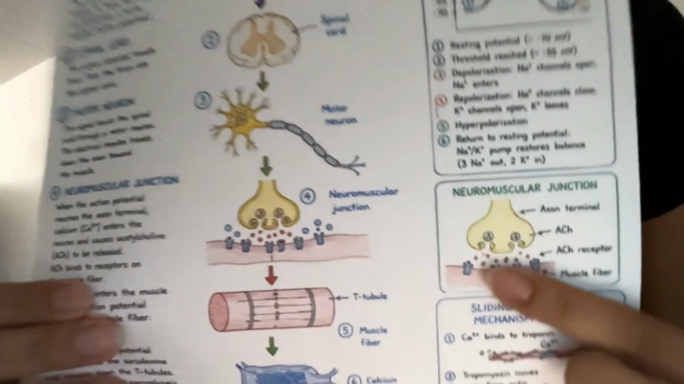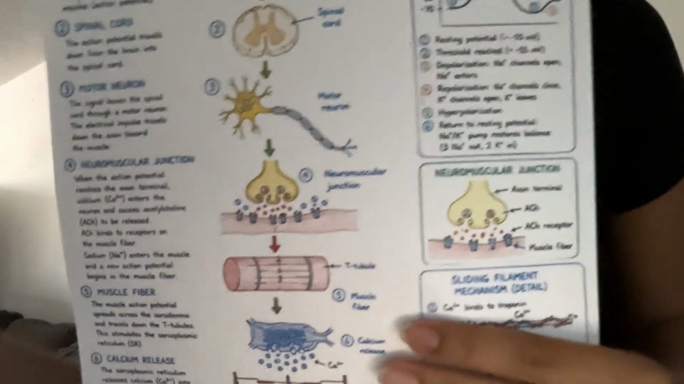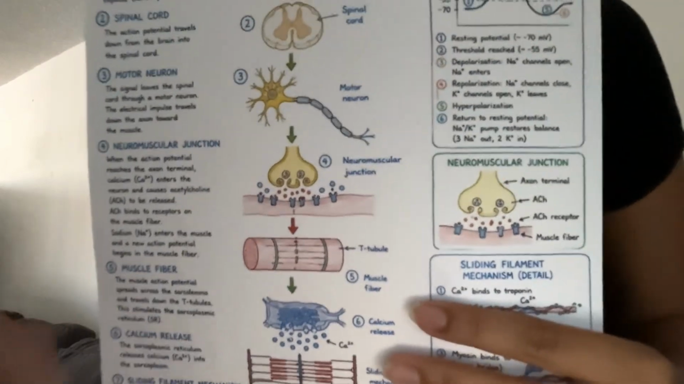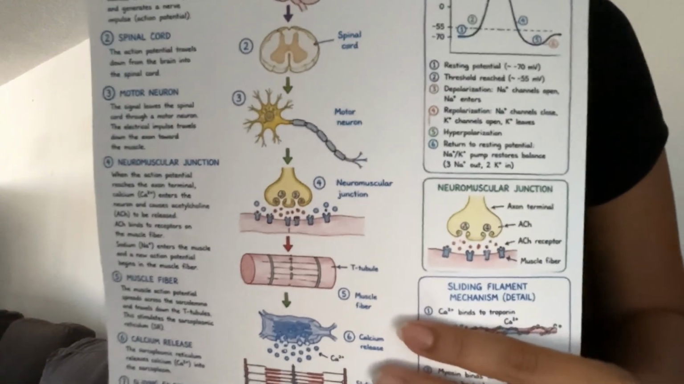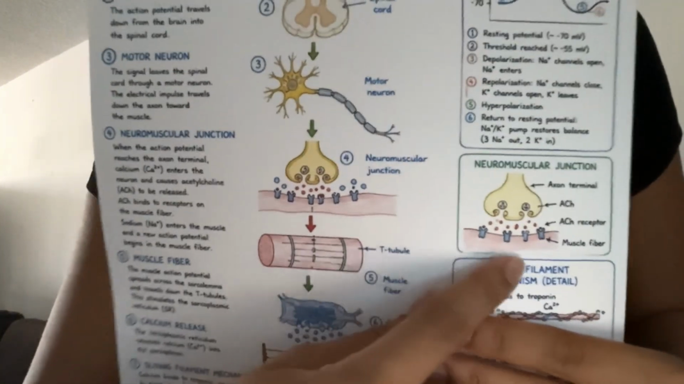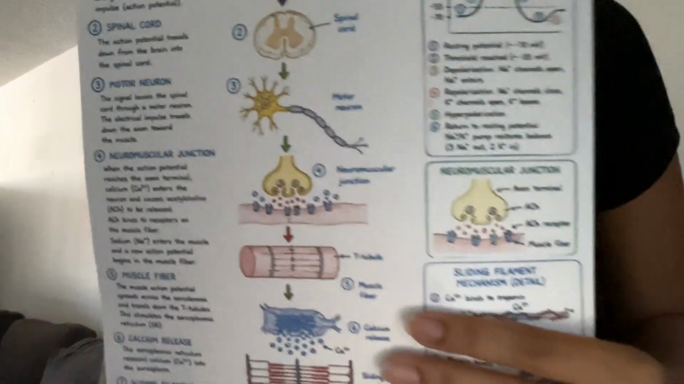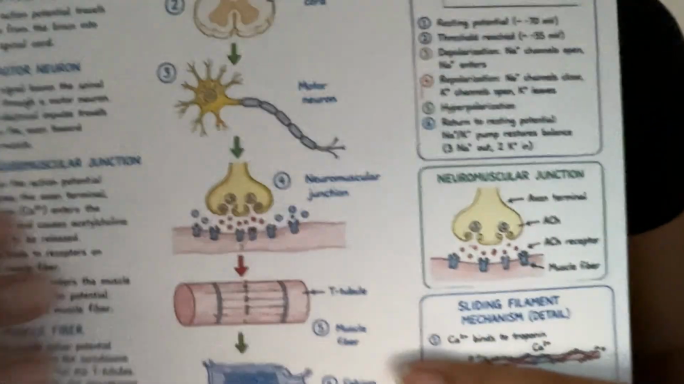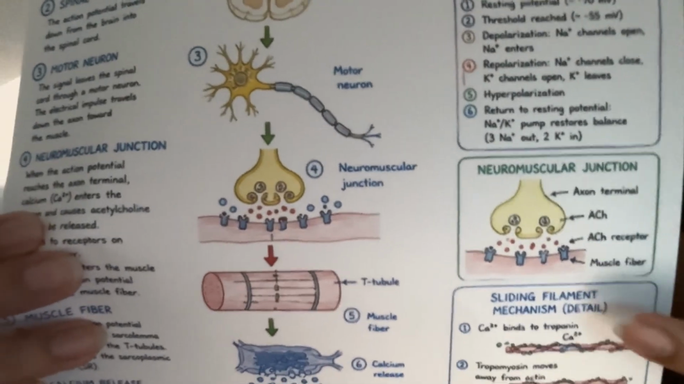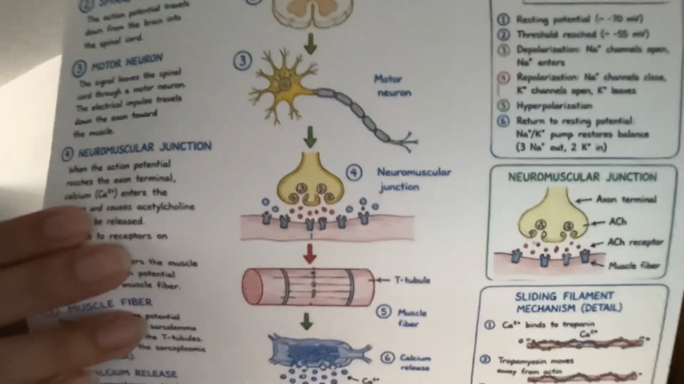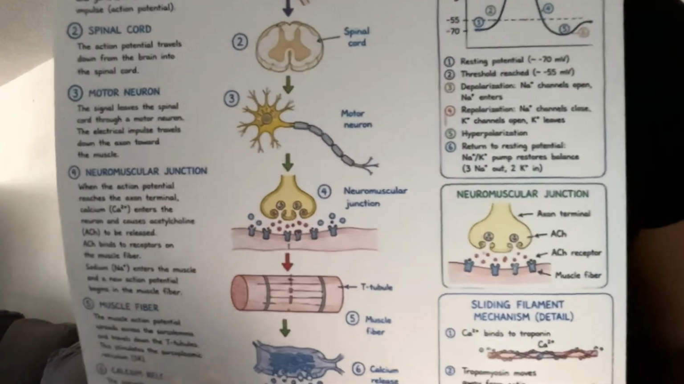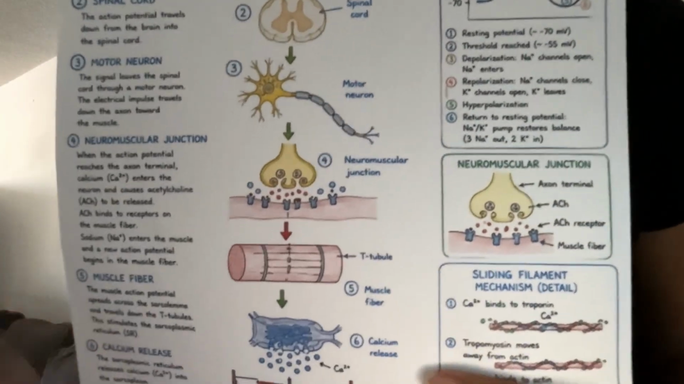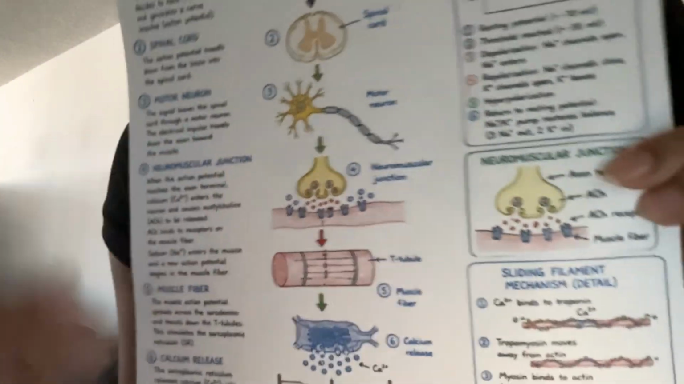Moving forward, we have the neuromuscular junction, which is when the action potential reaches the end of the motor neuron, which is when calcium enters. This causes tiny vesicles right here to release a neurotransmitter called acetylcholine. Acetylcholine crosses the synaptic cleft and binds to receptors on the muscle fiber, which leads to opening channels into the muscle. Sodium enters the muscle cell and creates a new action potential inside of the muscle fiber.